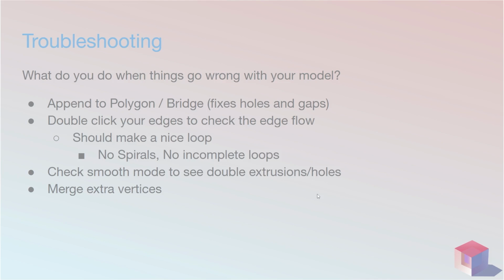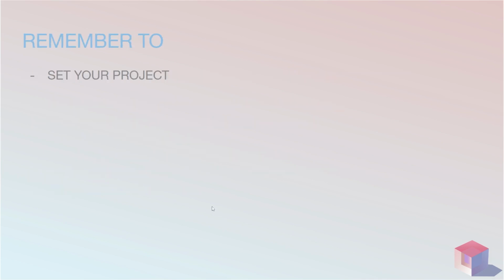Here's some troubleshooting tips. So you can use the append polygon tool or the bridge tool to fix any holes that might happen. You can double click your edges to check the edge flow, make sure they're looping. And you can check in smooth mode to see all these double extrusions and that type of thing. And if you have any extra vertices, you can always merge them.